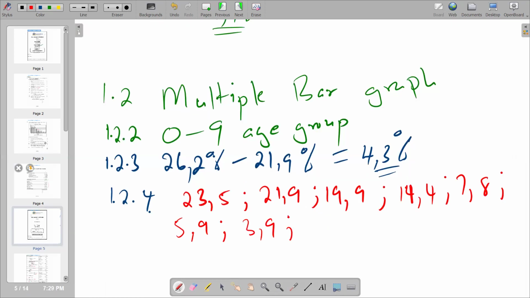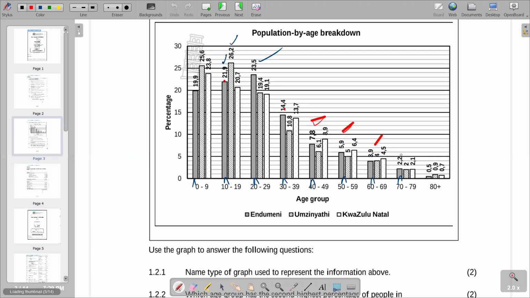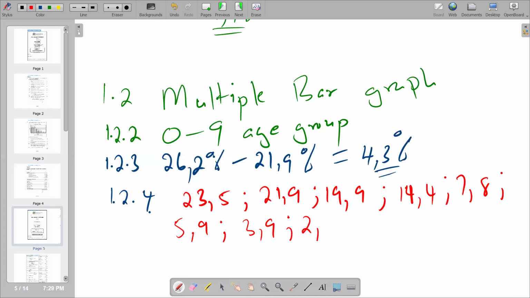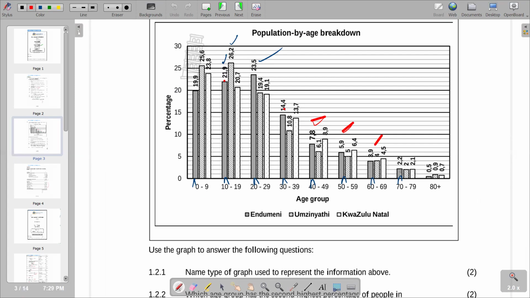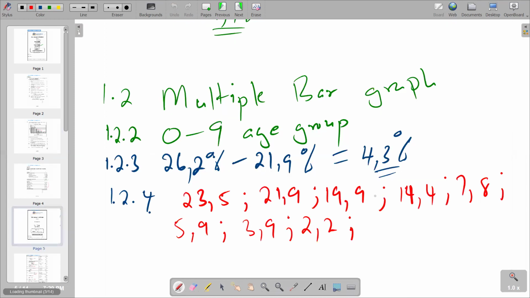Then we check on the next one. After 3.9, we have this one, which is 2.2. Then after 2.2, we check again. The last one is going to be 0.5, which becomes the last one. So basically, that's what we have. And that becomes the last one.